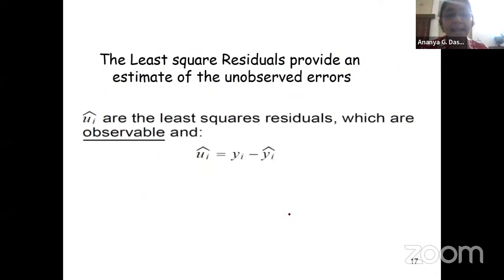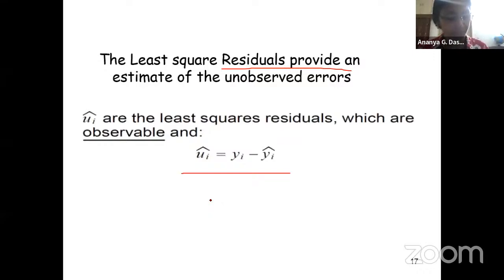And the least squares residuals, which provide an estimate of the unobserved errors, are calculated as the difference between the actual y's and the y hats. The actual y's are given by the data, and the y hats are what we get out of our regression. Now, I think I've shown you a lot of algebra. Now let's see some data.